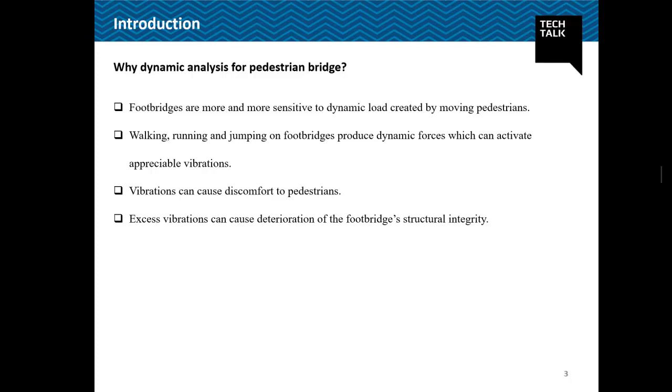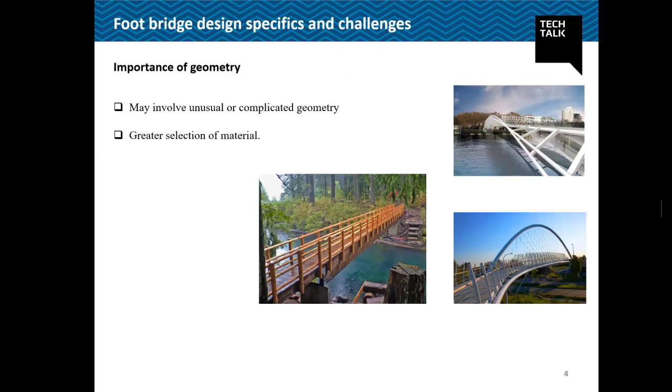We'll be looking into this in more detail. Now we will look at major design specifics and challenges faced by engineers in the design of footbridges. The major challenge is the geometry. These days the footbridges being designed are expected to be more aesthetic, so people are going for more complex geometries, such as tied arch or curved geometries, as you can see in the images. That is a major concern which we need to consider in the design of bridges.